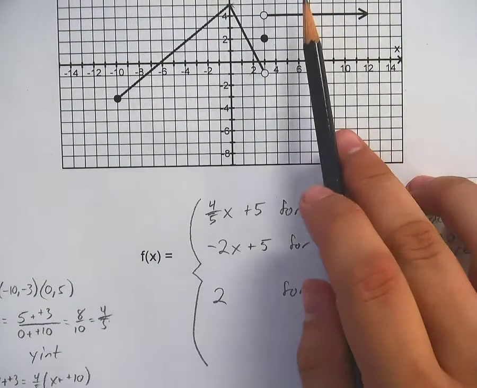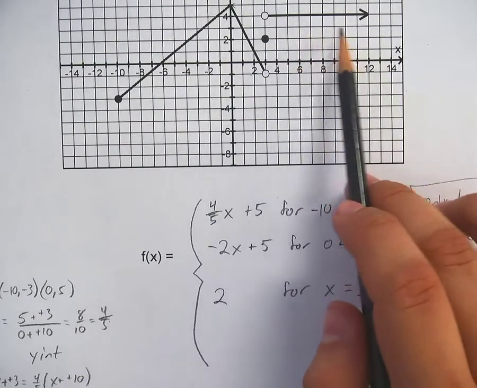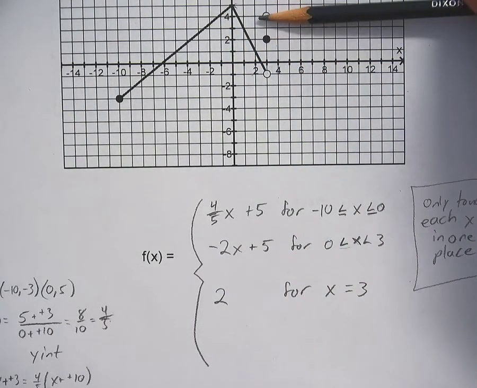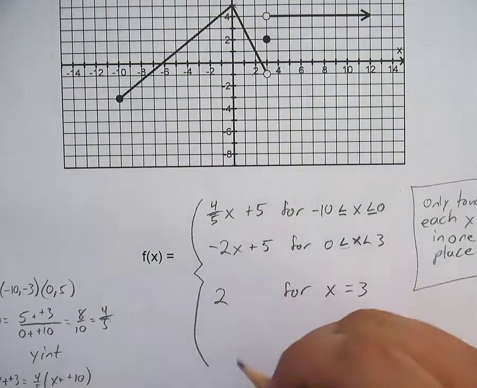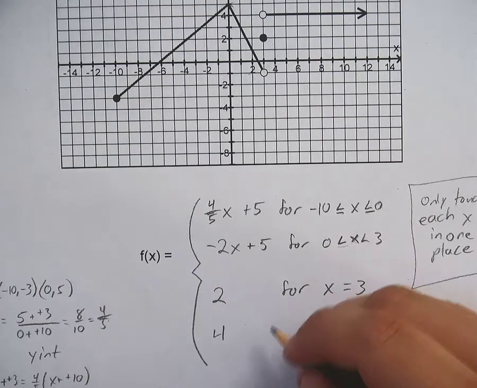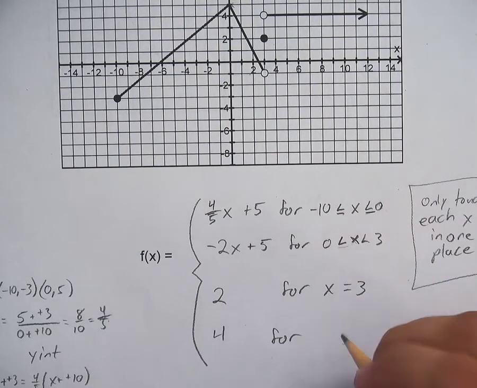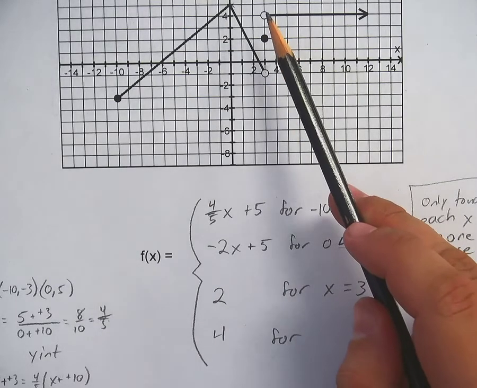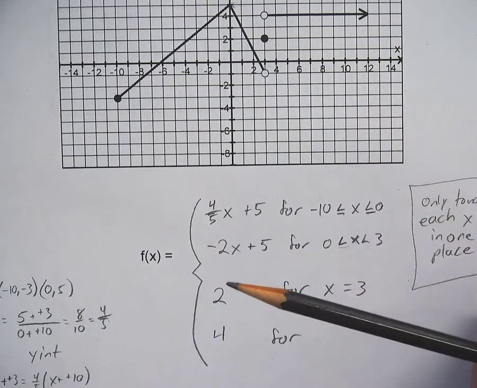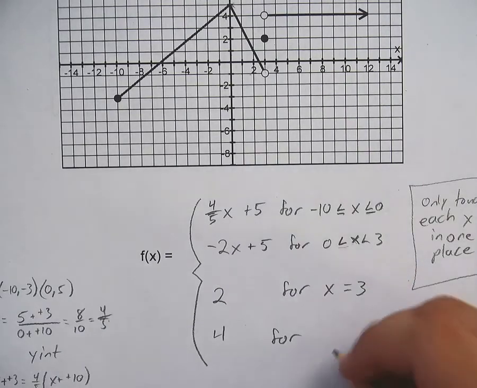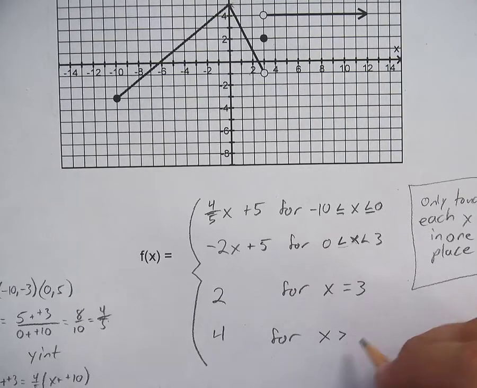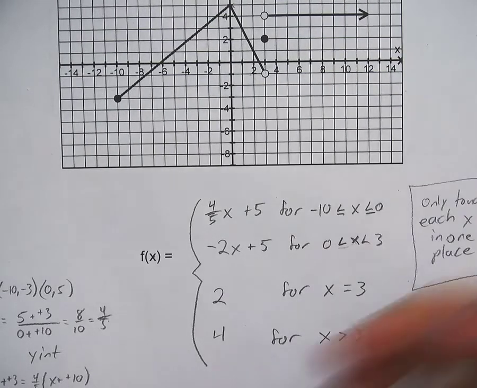And then this one up here, this is a horizontal line. There's no slope there. So the value for this is just y equals 4. And that's going to be from 3 to infinity. Now there's a couple of ways you can write it. Usually we write it with inequalities. So that's when x is greater than 3.